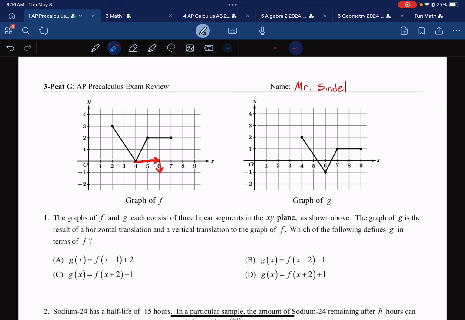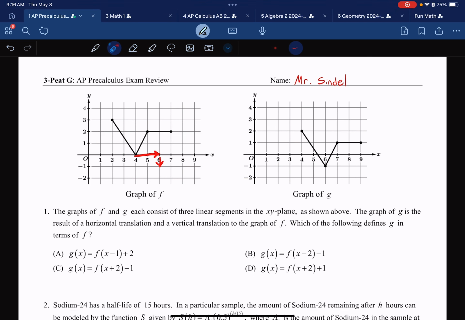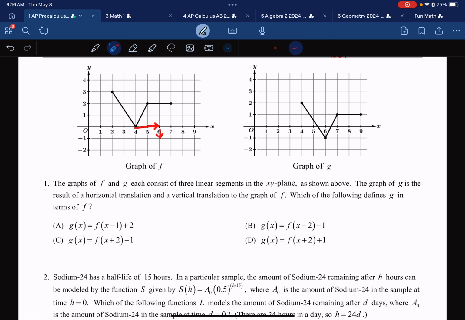Whenever you're inside the parentheses, you're always doing the opposite. The rationale for that is in one of my other notes, but I'm just going to speed through this one and say, everything on the inside is the opposite. So to go right 2, I should have a -2 on the inside. Just with that one fact alone, you get option B.